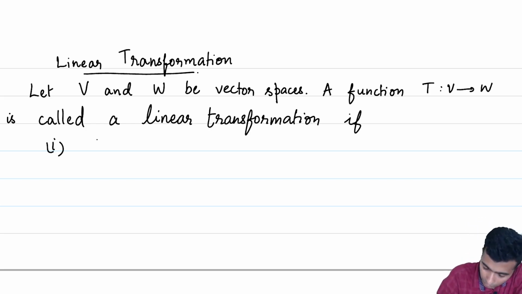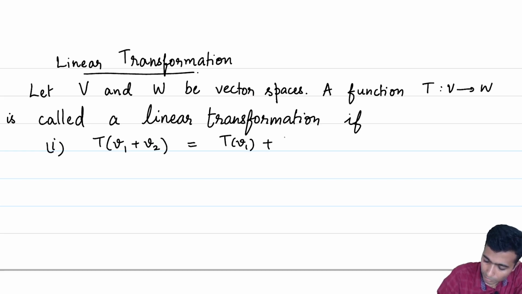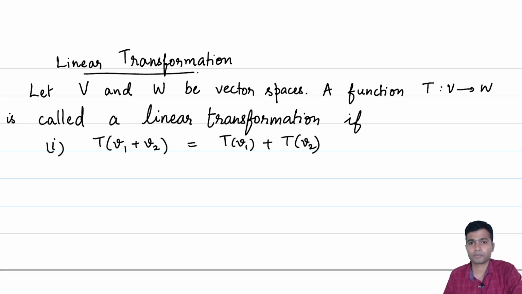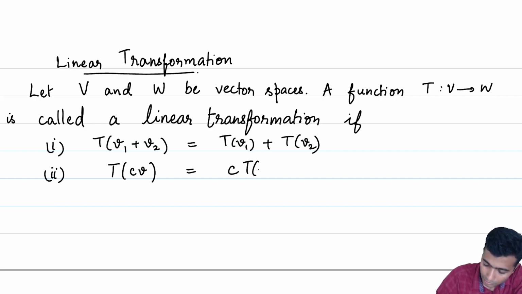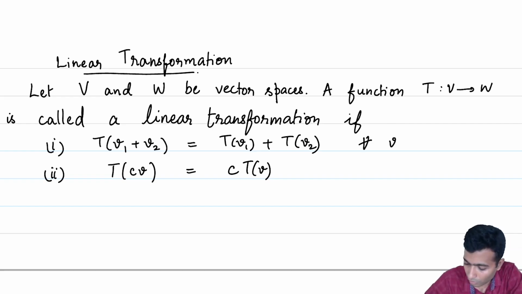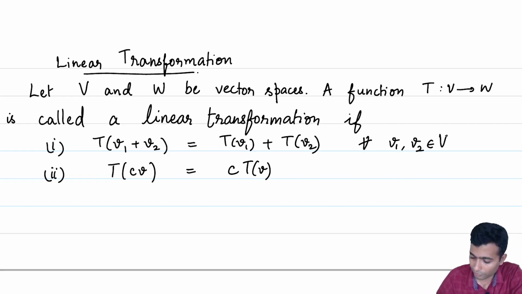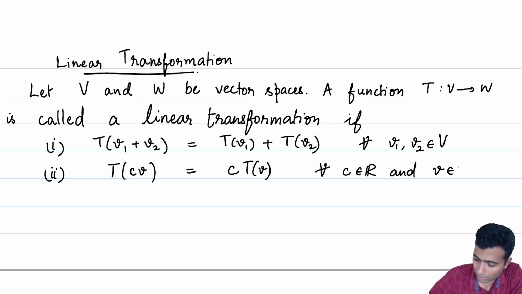So let me write it down, it will become clearer. T of V1 plus V2 is equal to T of V1 plus T of V2. And the second condition states that the scalar multiplication is also preserved. In other words, T of cV is equal to c times T of V. This is for all V1 and V2 in capital V in the first case, and for all c, a real number, and v in capital V in the second case.